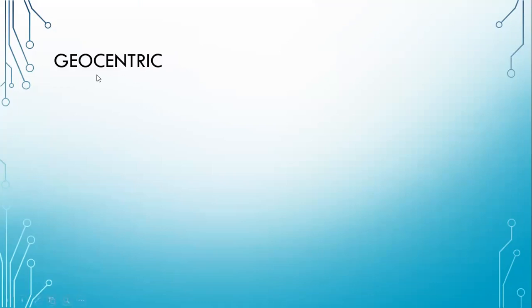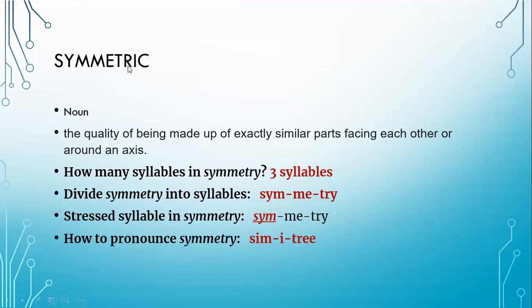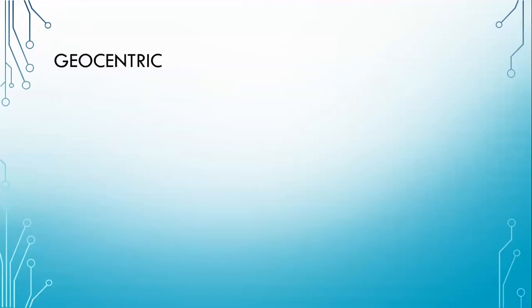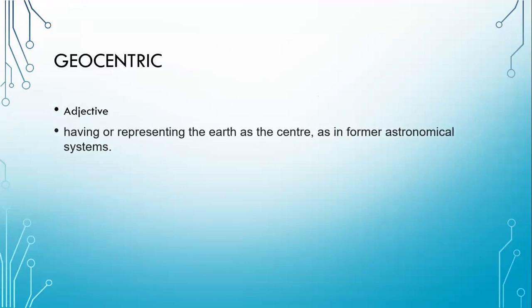Now this one is an adjective, verb, or noun? It's an adjective. Most words with the ic at the end are adjectives. Geocentric is an adjective. What does it mean? It represents Earth at the center. It represents Earth as the center and everything revolves around Earth.